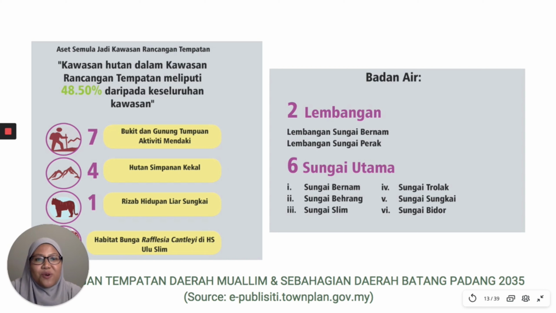And in terms of water bodies, it has 2 major water bodies, which are Lembangan Sungai Bernam and Lembangan Sungai Perak, and also 6 major rivers, which are Sungai Bernam, Sungai Behrang, Sungai Slim, Sungai Trolak, Sungai Sungkai, and Sungai Bidor, going through the area.